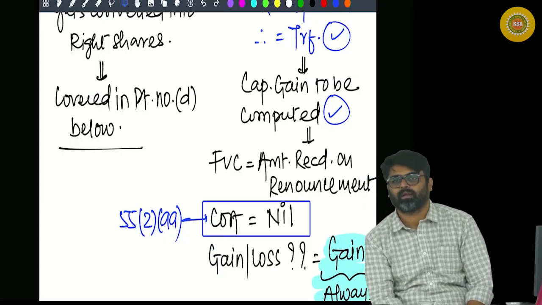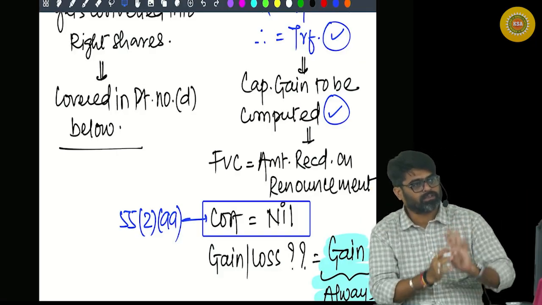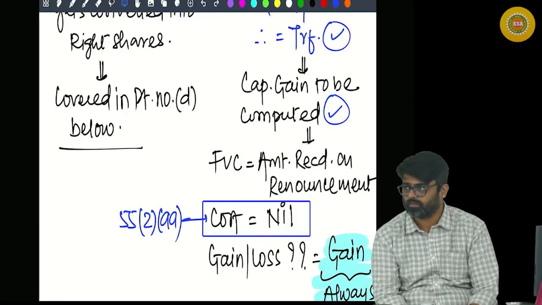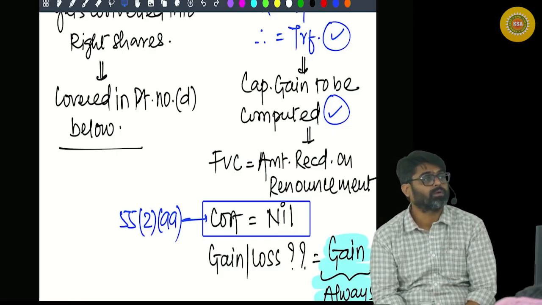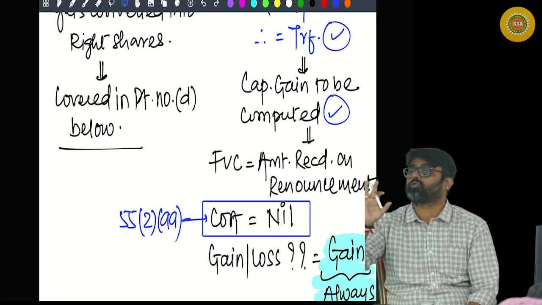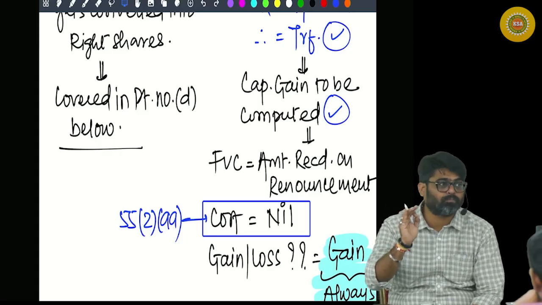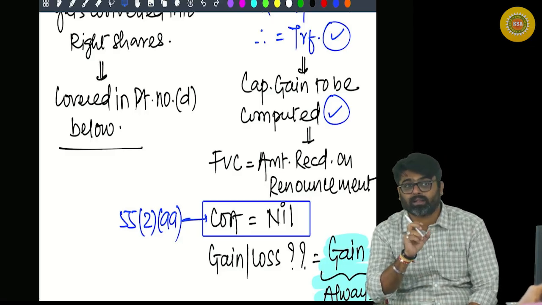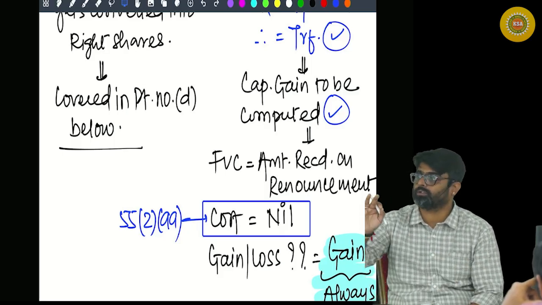How many right shares can you buy? You got the right to buy 500 shares. All the rights exercised. How many right shares can you buy? 500. At what price? You will give 300 rupees to the company. 300 into 500, tell me. 1 lakh. This is the actual cost of right shares, the amount paid to the company to acquire the right shares. That actual cost will be your cost of acquisition.